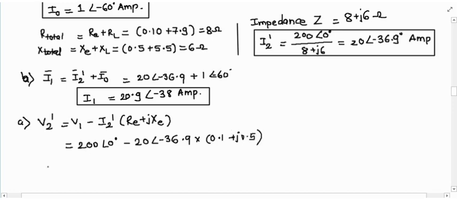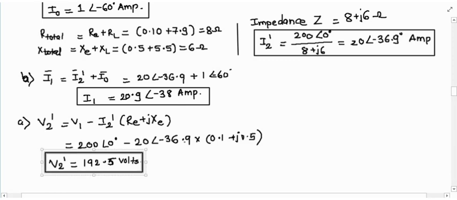Right? So V2 dash, if you solve this equation, you will get V2 dash as 192.5 volts. Just when you have to add two vectors, your vector should be in the rectangular form. So student, first of all, make the multiplication. For multiplication, convert this into polar form, then multiply the two polar quantities. Convert that into the rectangular form, then add, then convert it into polar form, so that you will get the V2 dash like this.